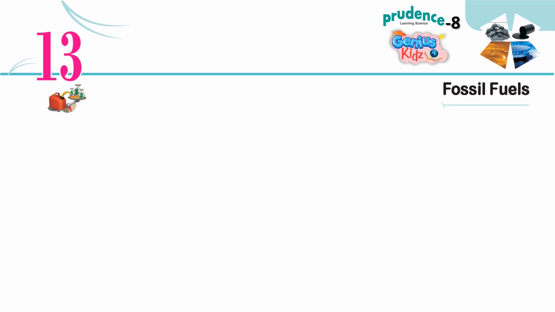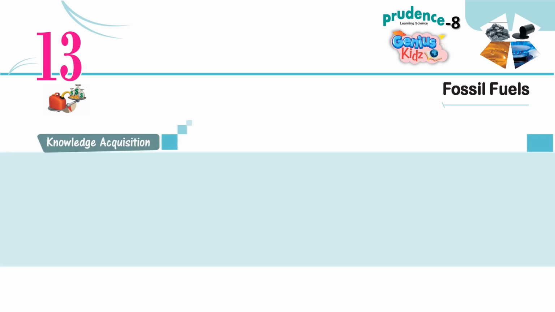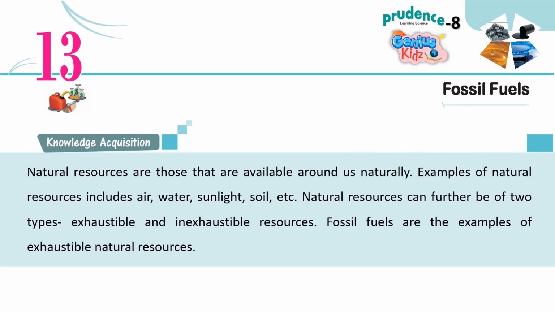Chapter 13. Fossil Fuels. Knowledge acquisition. Natural resources are those that are available around us naturally. Examples of natural resources include air, water, sunlight, soil, etc. Natural resources can further be of two types: exhaustible and inexhaustible resources. Fossil fuels are examples of exhaustible natural resources.